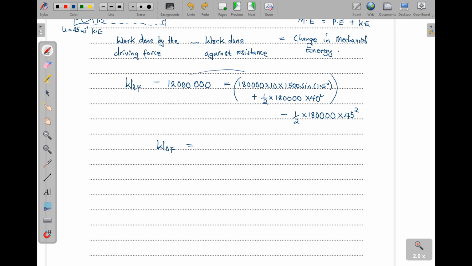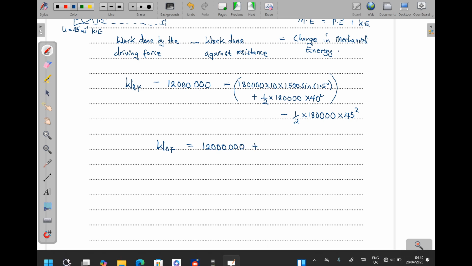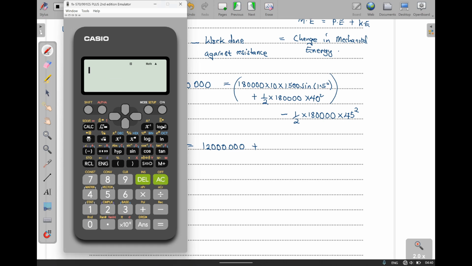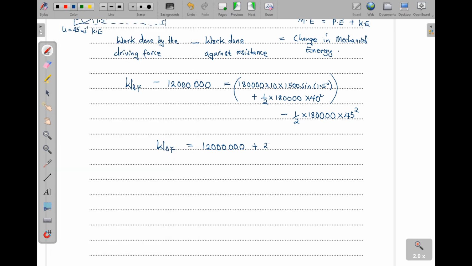So we shall have 1200000, then plus, let me write, 18000 times 10 times 1500. This one is, how many zeros do we see here? 1 2 3 4 5 6 7 8. So 27 and 8 zeros.